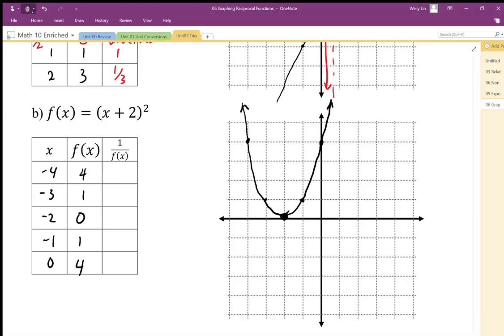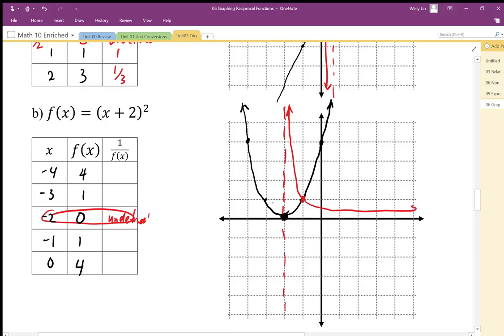So the key point again is going to be our 0 point, because that's going to give us an undefined value, and that's going to generate our vertical asymptote. Now notice that this graph is entirely on the positive side of the x-axis, so it's all positive y, so the reciprocals are all positive. So when I sketch this in, there's my invariant point. This is going to go towards positive infinity on this side. It's going to go down to 0. And on this side, it's going to do the same thing. It's going to go up the same way.